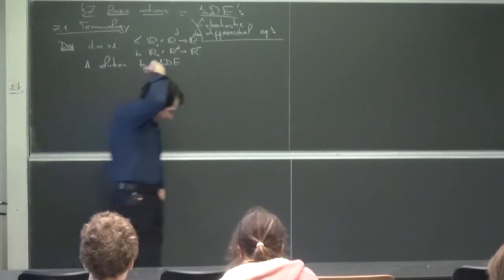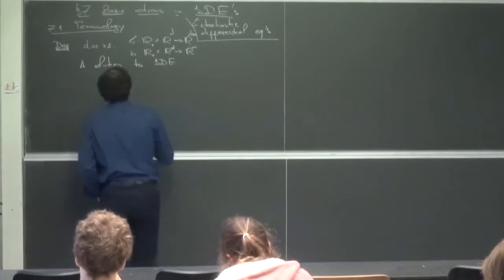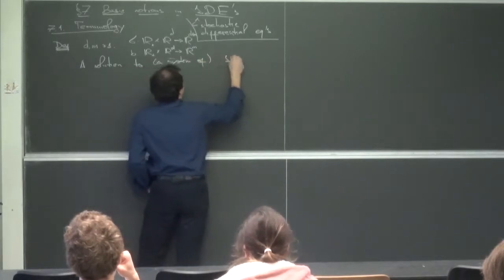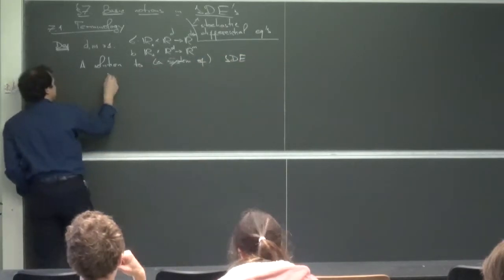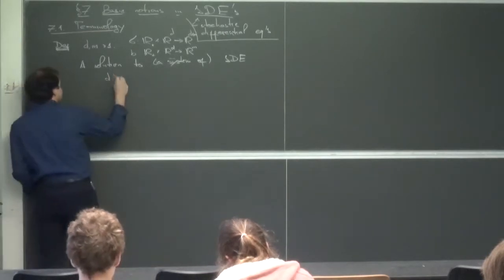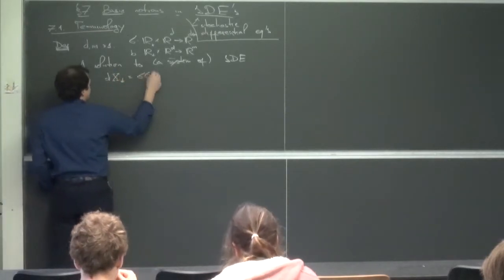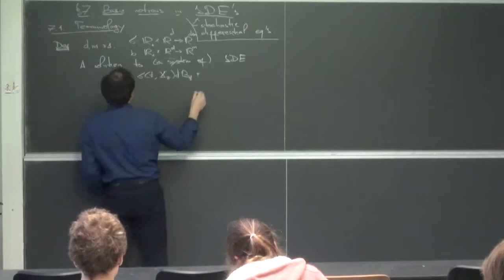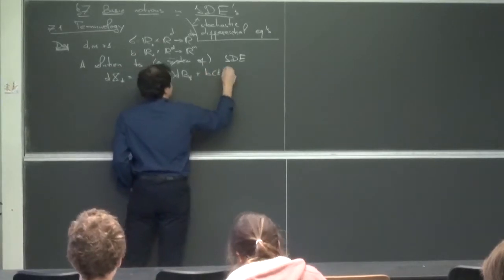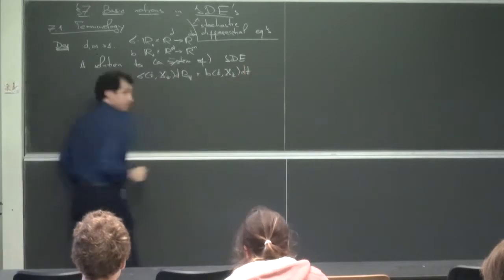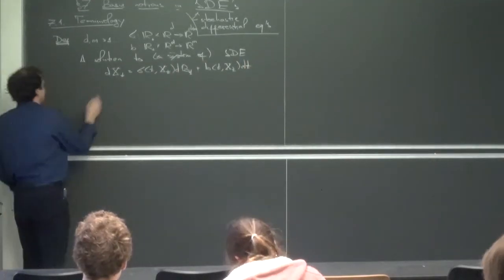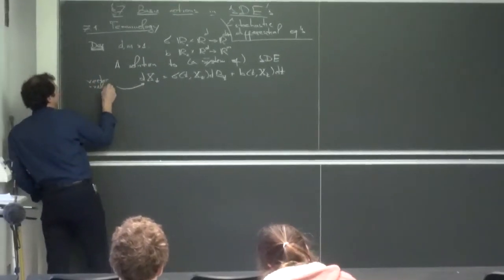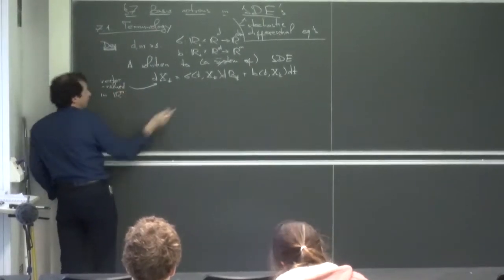What I would like to do is to consider stochastic differential equations, or a system of them, which I'm going to write in a differential form. So this is dX_t = sigma(t, X_t) dB_t + b(t, X_t) dt. So this is vector valued in R^m, and hopefully dimensions match.